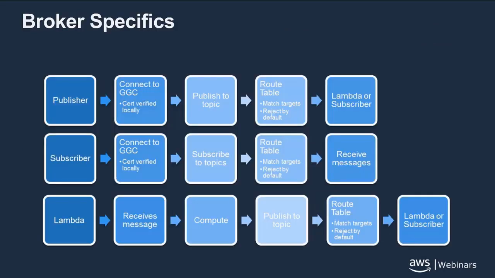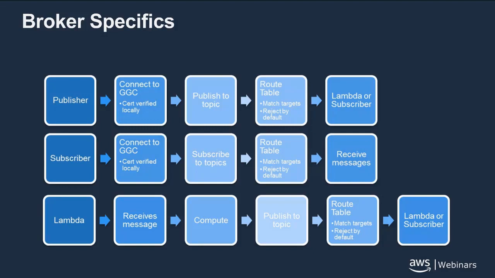I want to walk through a quick example here of the way you need to think about how data moves within the Greengrass core. So if we take the first line of this and I am publishing data, I will connect to the local Greengrass core and my certificate is verified locally. I will then publish to a topic, and then my subscription list, which I call a route table, is the easiest way to think about it, will look and match source to target and the topic. Everything is rejected by default. If there's a match, it will send the message on to the particular subscriber. That could be the cloud, that could be another device, or it could wake up a Lambda function.